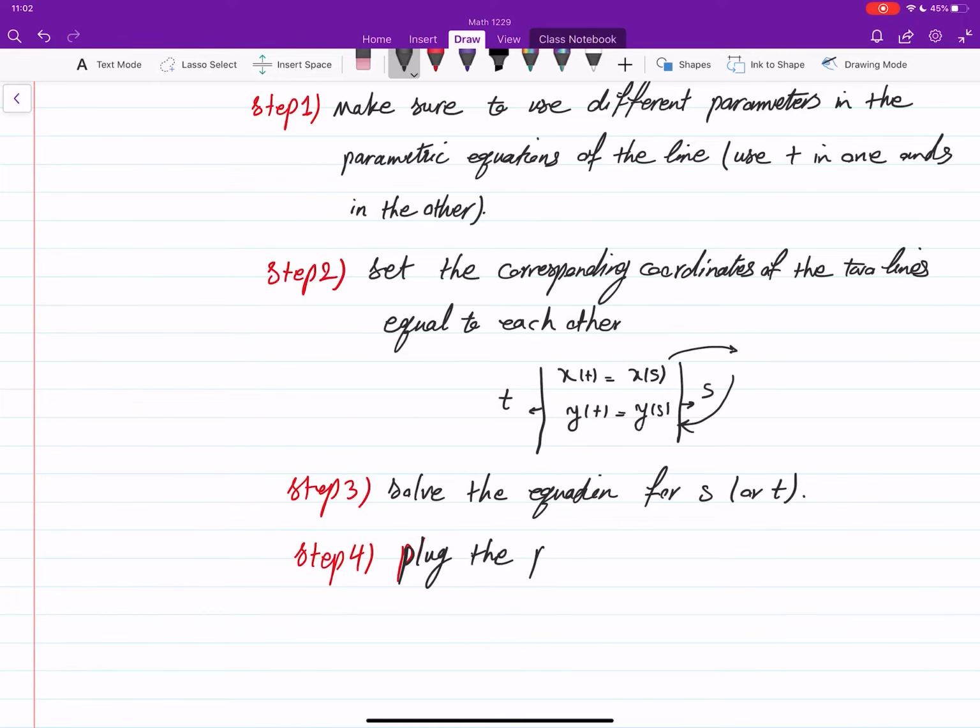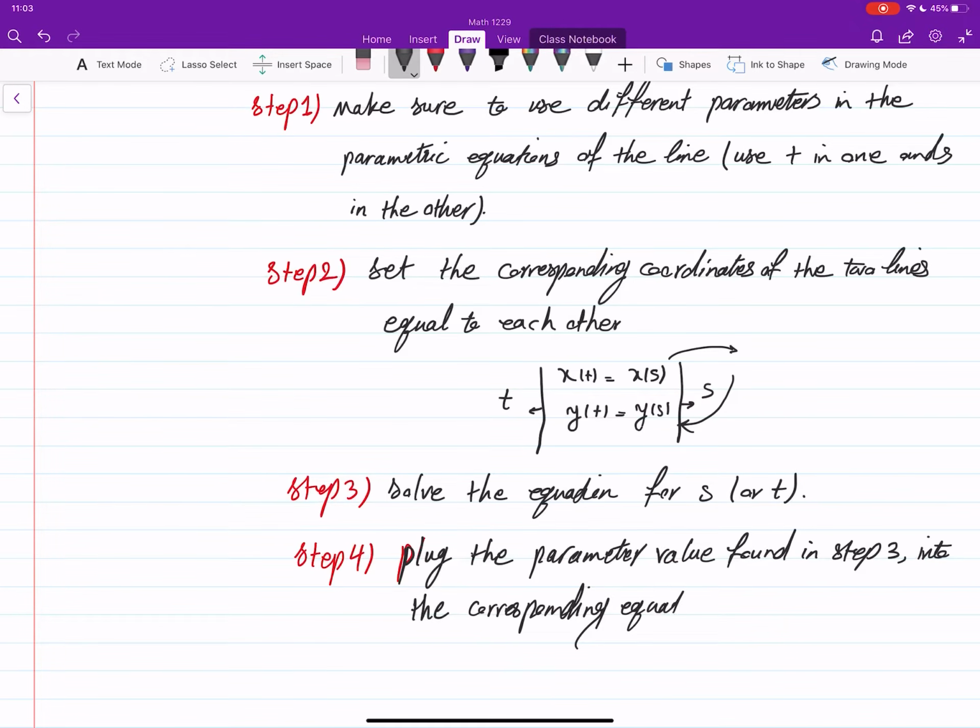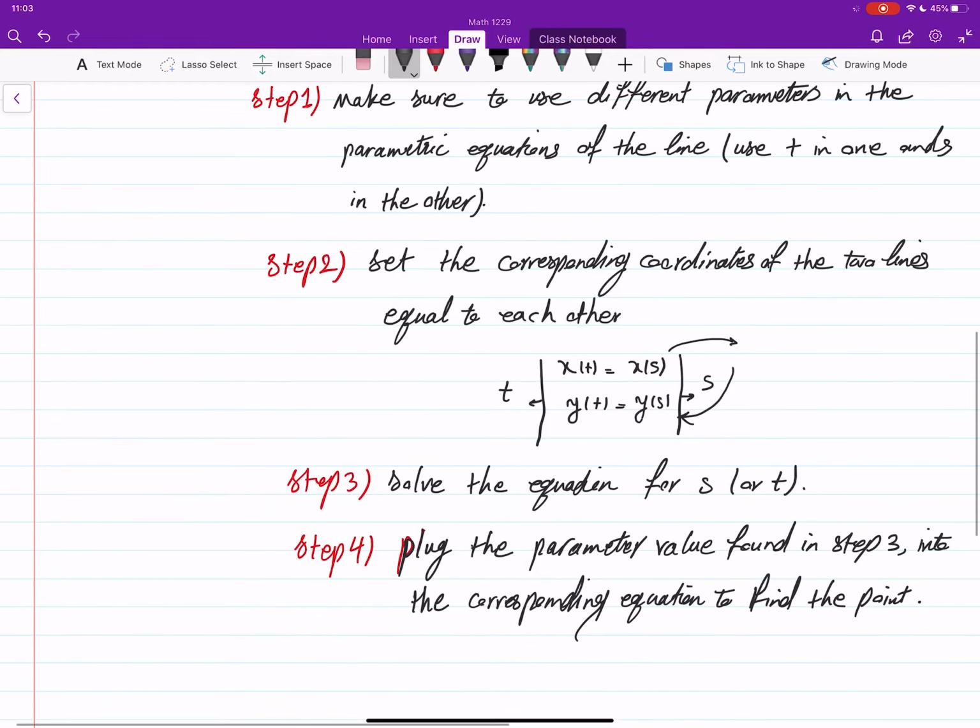Step 4: plug the parameter value found in step 3 into the corresponding equations to find the point. So if you have found a value for s, plug it into the equations in terms of s, and if it is in terms of t, you plug it into the equations in terms of t. That's it. So you plug in that value and then you will find the point.